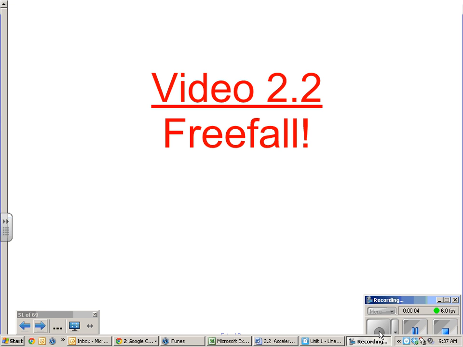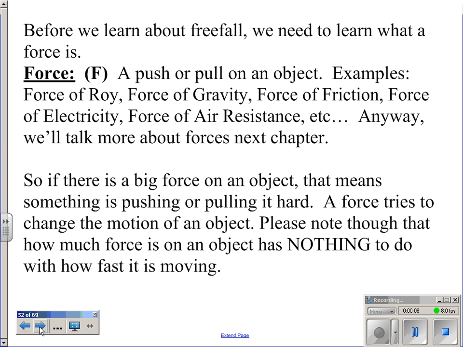Welcome to video 2.2. We're going to learn today about what is called free fall. Before we do, we need to learn a little bit about what a force is. This is actually the focus of the next chapter, so I'm not going to focus on it too much right now. But basically what you need to know right now is that a force is a push or pull on an object. There's a bunch of different types of examples.